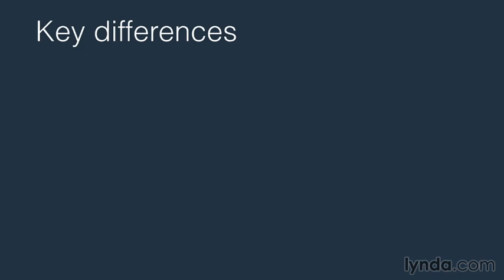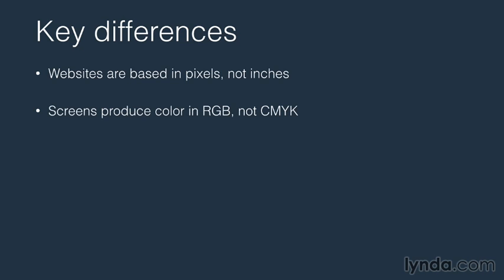The key differences between print and web design: first and foremost, websites are based in pixels, not inches. Screens produce color in RGB, or red, green, and blue, not the traditional CMYK, cyan, magenta, yellow, and black that most print designers are used to. Typography on the web can be rather limiting and at times even frustrating for a web designer, whereas in print you set the font size, the color, and the line spacing and line breaks. On the web, you get to set that initial appearance, but many users can override that with the settings in their browser, which can totally change the look and feel of your design.